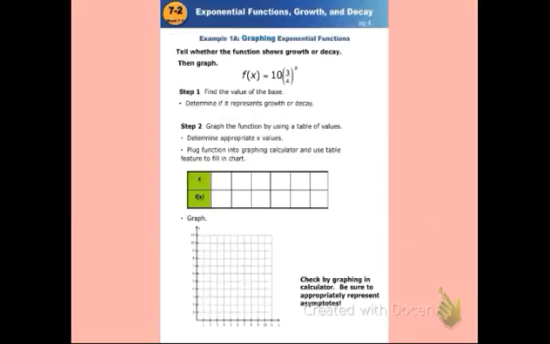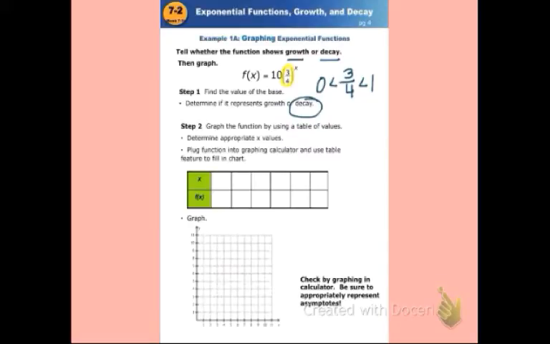Okay, so this question asks us to tell whether the function shows growth or decay. So we have to decide, is this growth or decay? We just looked at in that table that what determines whether the situation is growing or decaying is whatever the base is and its value relative to 1. If you look at the base here of this exponential function, it's 3/4. And 3/4 is less than 1 but greater than 0, so this is definitely a situation of decay.